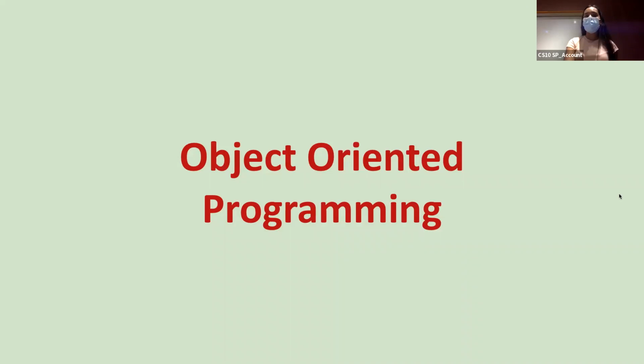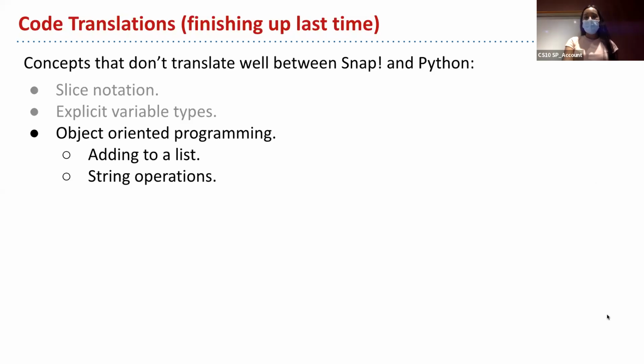First, we're going to talk a little bit about object-oriented programming, finishing up what Maddie's slides were on yesterday. Maddie talked about a couple concepts that don't necessarily translate that well between Snap and Python. By translate well, we mean that some things in Snap and Python are very clear. If you're setting a variable to some value, in Snap you just do set, then the variable name and then the value. And in Python, you just do the variable name equals the value. So it's a direct translation, versus some of these concepts like slice notation, explicit variable types, and object-oriented programming, which are pretty different between the two.